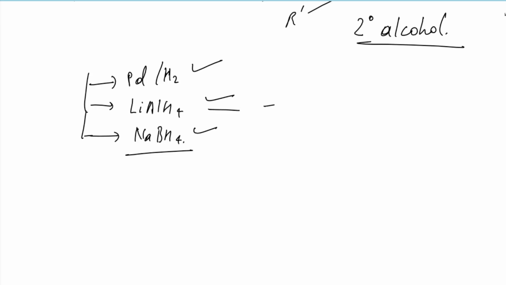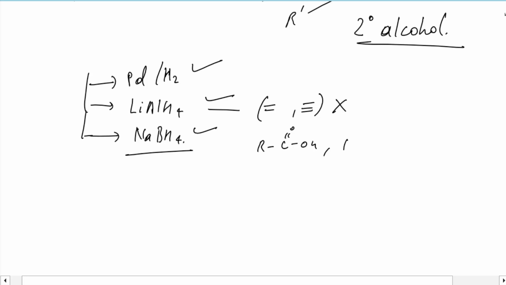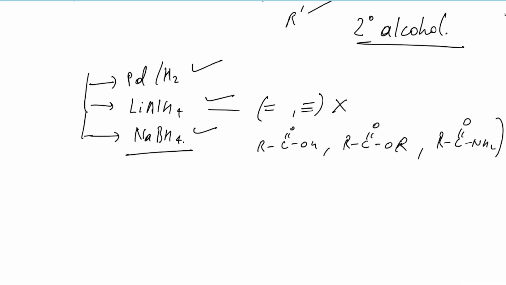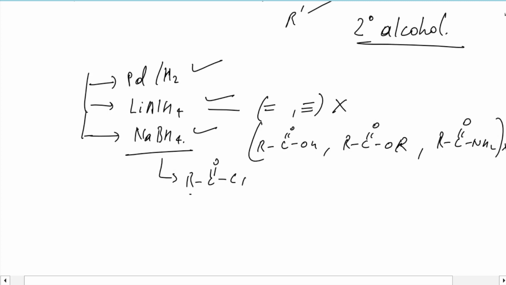LiAlH4 cannot reduce double bond and triple bond. They cannot be reduced with the help of LiAlH4. And NaBH4 cannot reduce acids and their derivatives like carboxylic acid, ester, and amides. They basically cannot be reduced with the help of NaBH4. But we can reduce one of the acid derivatives, that is carbonyl chloride, with the help of NaBH4.